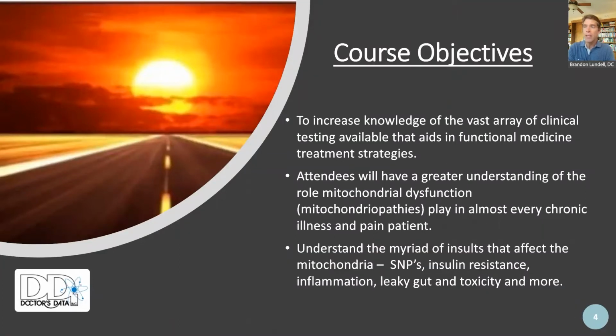Next. Course objectives: I want to help increase knowledge of all the tests that we have. That's something we all struggle with, but it's also great that we have so many tests we can use. But how do we use them? I'll give you some of the tests that I use and how I interpret them for these tough cases. We'll talk about mitochondrial dysfunction, the core of what we see with fatigue, and the different organs and tissues affected by it. We'll talk about some SNPs, insulin resistance, inflammation, all the things that ultimately affect the mitochondria. Next slide.